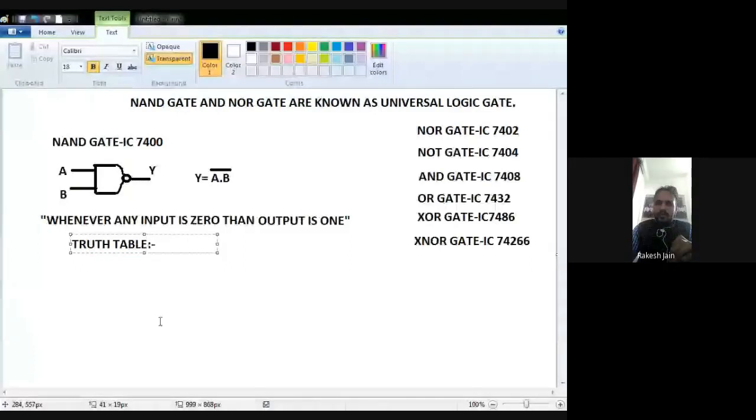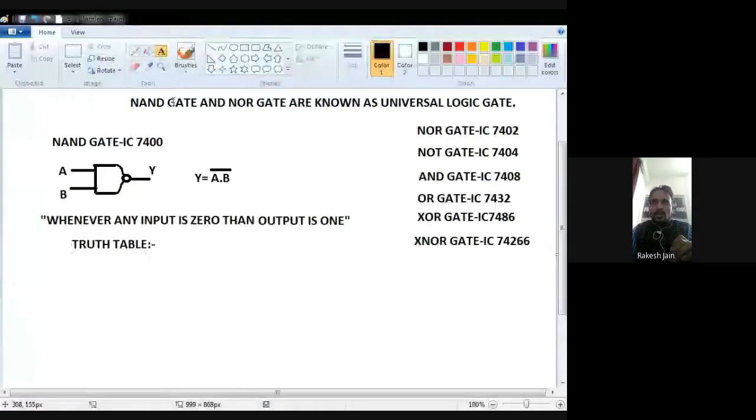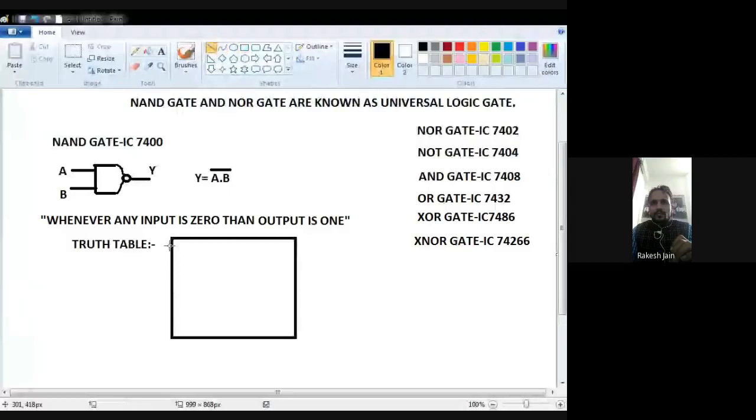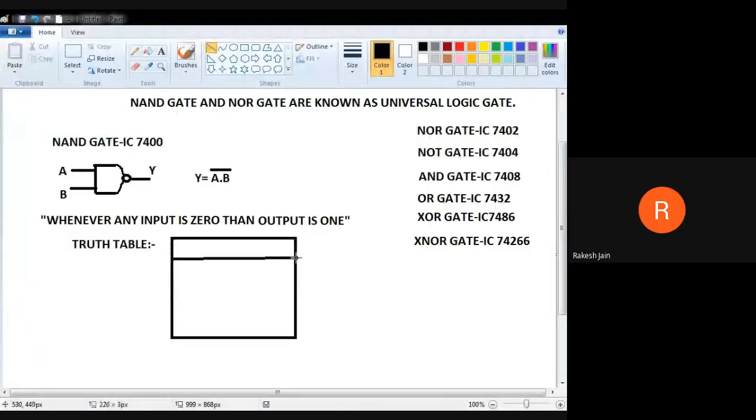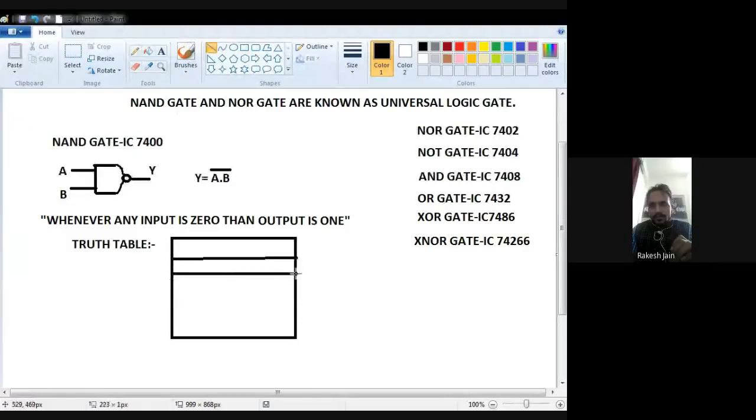Now we talk about the characteristics table, the truth table. Now we talk about the truth table of the NAND gate. So what is the truth table? We will see in all logic gates the IC number, symbol, equation, definition and truth table. So what is the truth table for a NAND gate? In a truth table we represent the input and output. So see very carefully, with the help of the definition we can easily make a truth table.